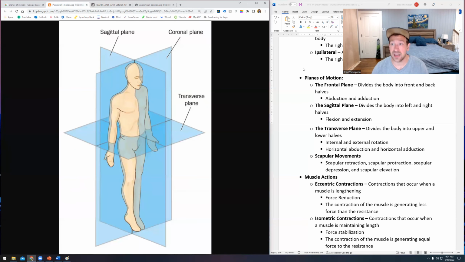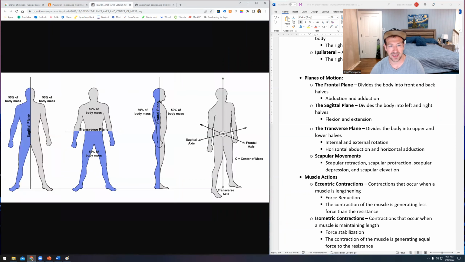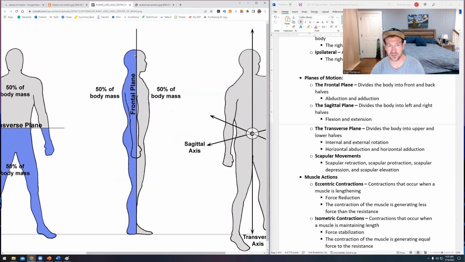And here's what's kind of confusing about this. We're going to start with the confusing one, the frontal plane. Marvin, this is what you were just asking about, right? This is the confusing plane, or at least I was very confused by it when I first started studying. The frontal plane will divide you into front and back portions. It's this one right here that cuts you down the middle until you have a front half and a back half, right? So this is the frontal plane right here. 50% of your mass is on the backside, 50% of it is on the front side.